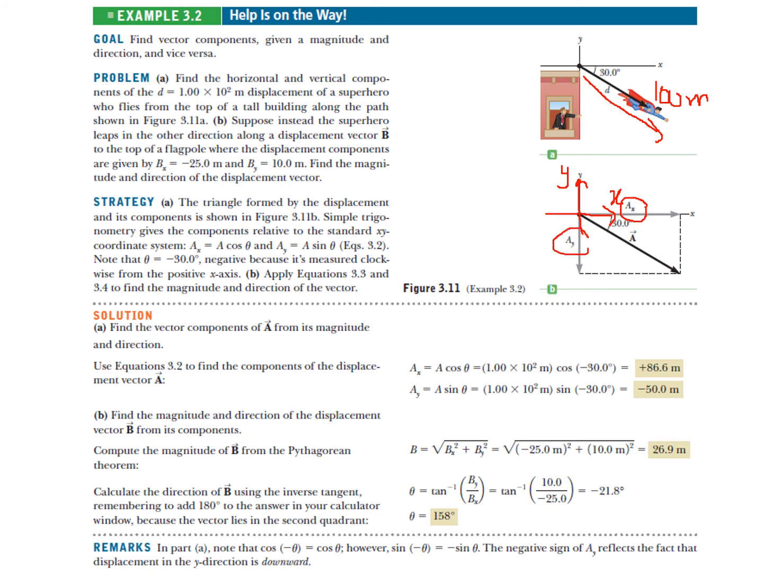So noted here that AX is considered as A cos theta, 100 meters cos negative 30. Why are we using negative 30? Don't bother about the negative, it's just the value of the trigonometry function for the x.